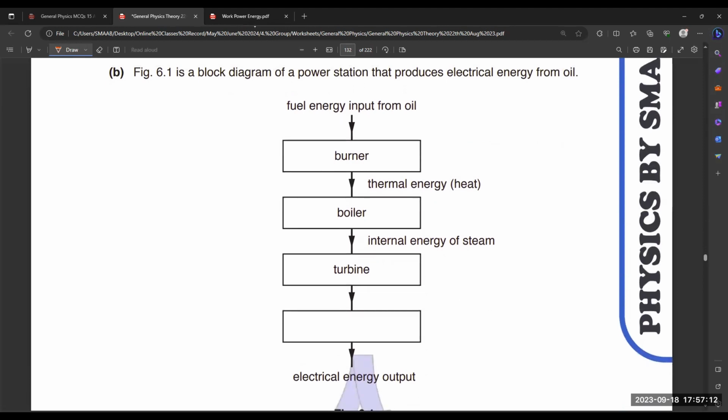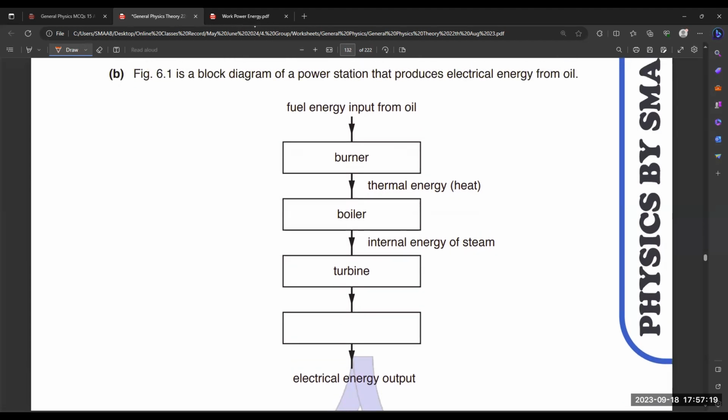Part B is just a simple process of generating electricity again. In this question, they just give you the boxes, otherwise they give you the reference of the complete diagram. Initially, we have a burner, we get thermal energy, we have a boiler, internal energy of steam. Then we have a turbine, right? For the turbine, we have to write the source of energy, type of energy, and finally we get electrical energy output. So first of all, write down the name of the last missing component in the box.